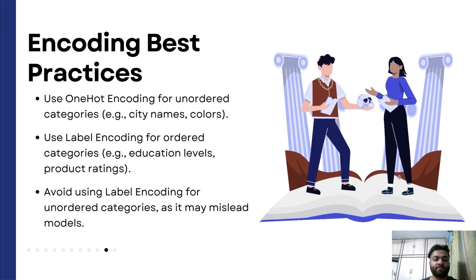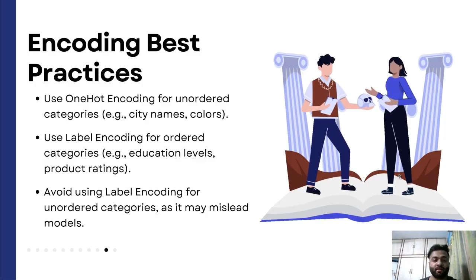Let us explore some of the key best practices for encoding data. Use one-hot encoding for unordered categories like colors and city names, as it ensures each category is treated independently without implying any hierarchy. Use label encoding for ordered categories, such as education levels and product ratings, as it preserves the inherent ranking among categories. Avoid label encoding for unordered categories, as it introduces misleading numerical relationships that may negatively affect the model's performance.